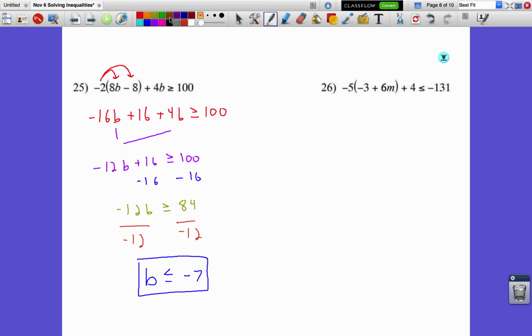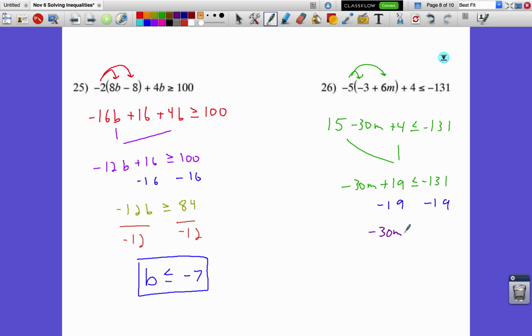All right, let's try 26. So distribute that negative 5. And we get 15 minus 30m plus 4 is less than or equal to negative 131. Combining like terms, we get negative 30m plus 19 is less than or equal to negative 131. Move our constant away from the variable. Subtracting 19 from both sides. Now we've got negative 30m is less than or equal to negative 150.